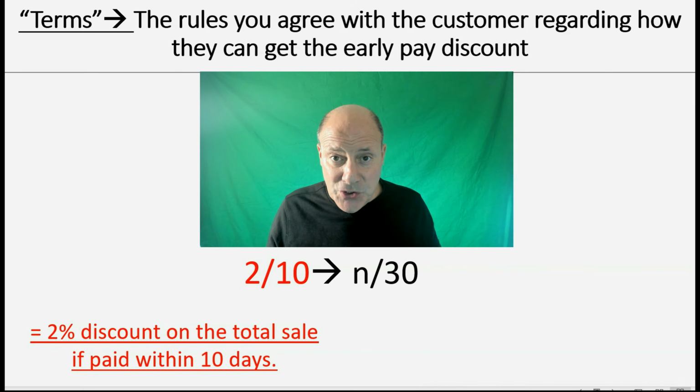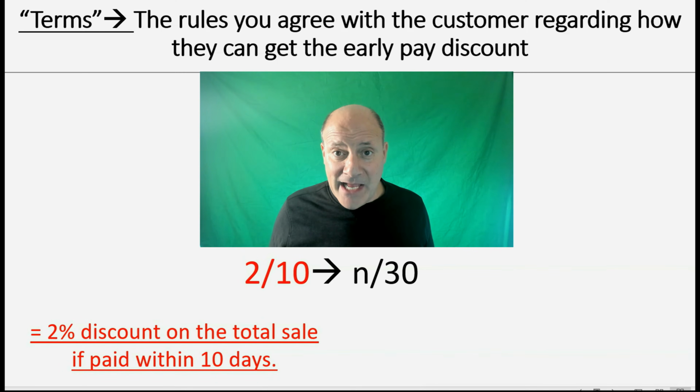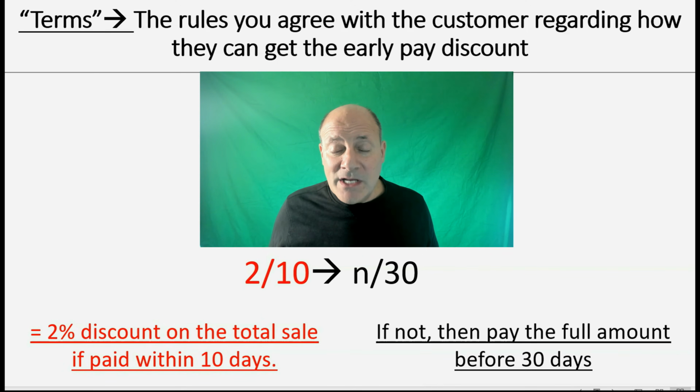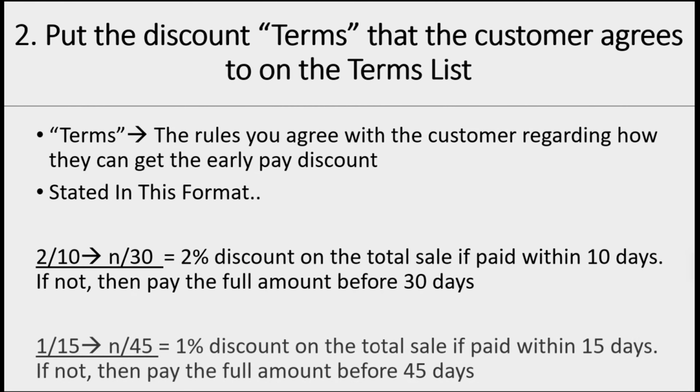If it says 2/10, it means 2% of the sale will be the discount amount, but if and only if the client pays within 10 days of the date of the invoice. The part after the slash tells you the last day you have to pay if you have to pay in full. So that's an example of how terms are written, and that's how you should interpret them.